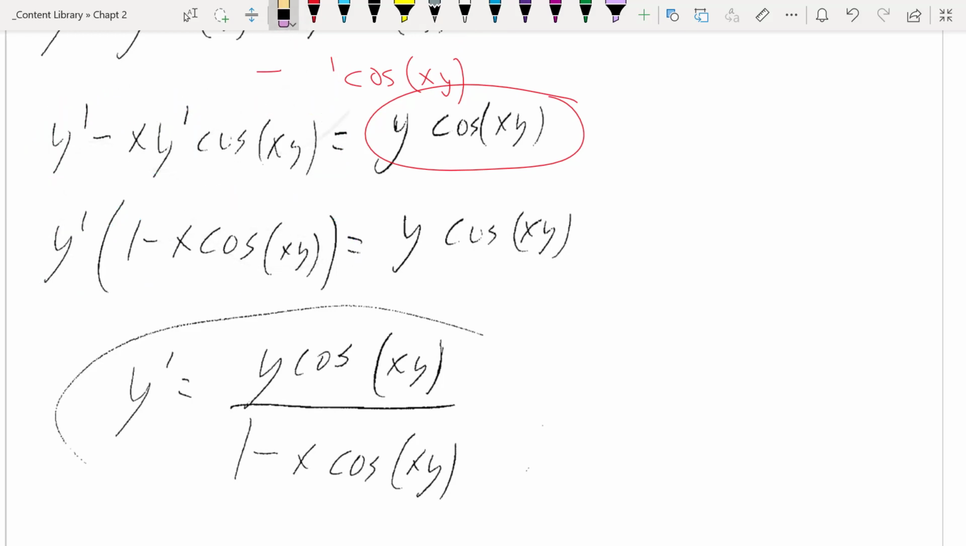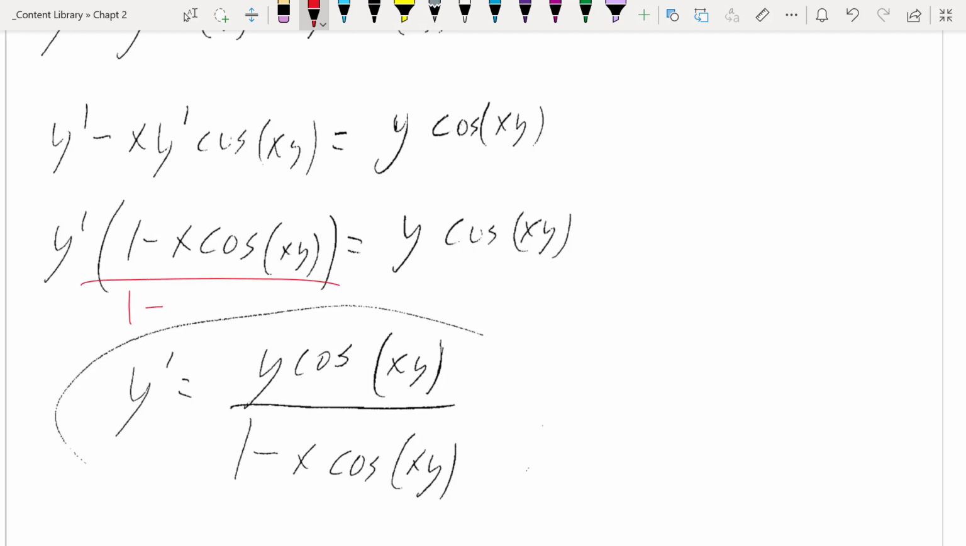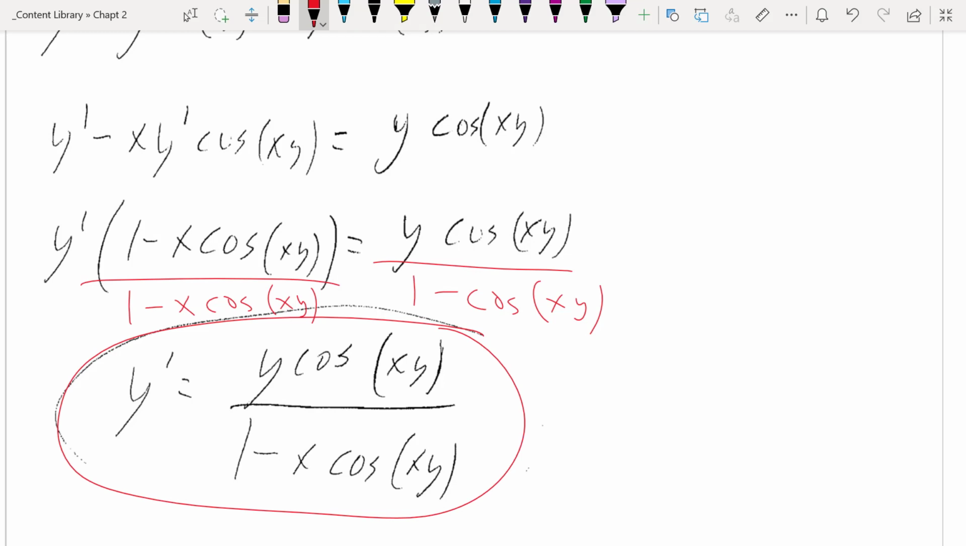Now that you've done that, you're ready to divide both sides by 1 minus x cosine of xy. So I'm going to divide this side by 1 minus x cosine of xy, and divide this side by 1 minus x cosine of xy. And when you do that, you get your derivative: y prime equals y cosine of xy all over 1 minus x cosine of xy.